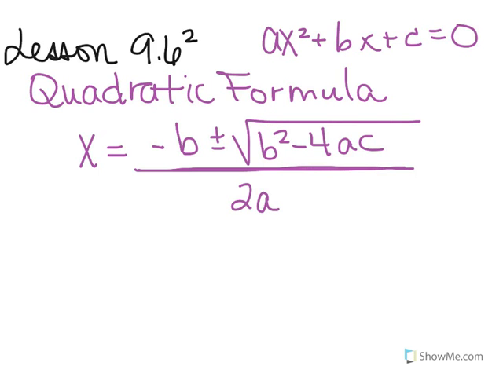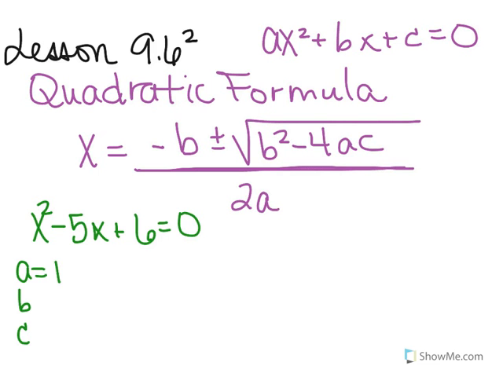So let's say I gave you this problem, and it's x squared minus 5x plus 6 equals 0. I would tell you to label your a, b, and c. So a is actually 1, because there's an implied 1 in front of the x squared. B is negative 5, and c is 6.